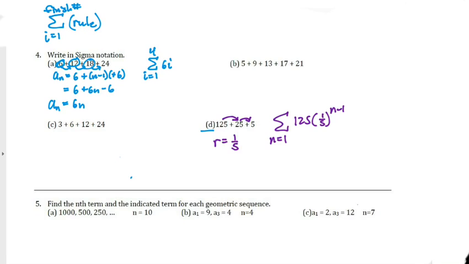It doesn't matter. And then what am I going to finish at? 3. Because there's 1, 2, 3. There's 3 terms, so we're going to finish at 3. There you have it. That one is finished.